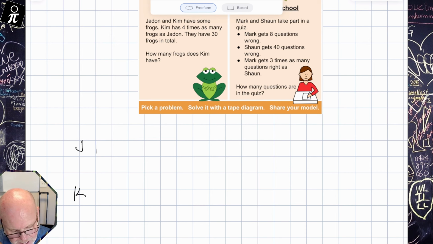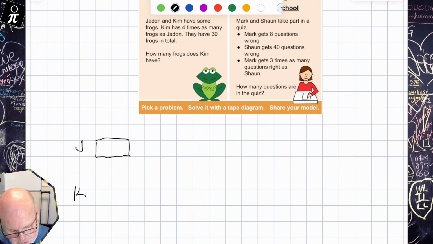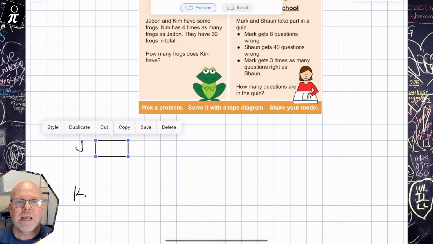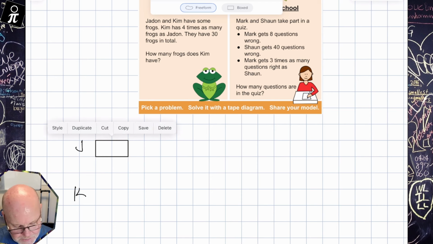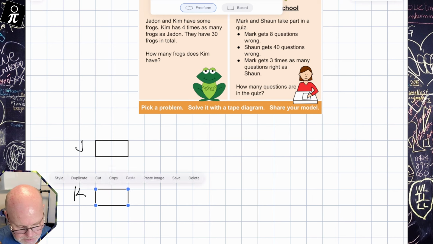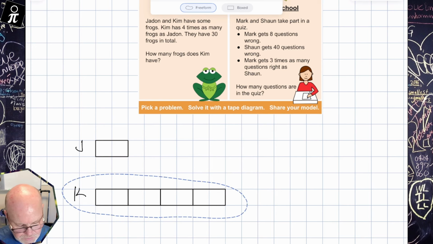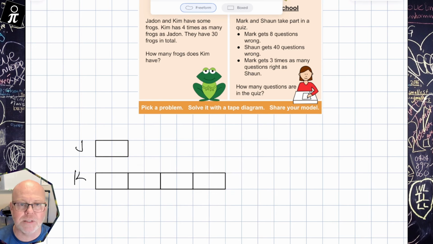Now it says Jaden has some frogs. Okay, so I don't know what his looks like. Let's just say, whoa, that's not what I want. I want a nice, beautiful rectangle. There we go. And so there is Jaden's unit that represents the frogs that he has. And then it says Kim has 4 times as many. So, all right, that means Kim is going to have that one. She's going to have this one. And then she's going to have these. So Kim has 4 times as many as Jaden.